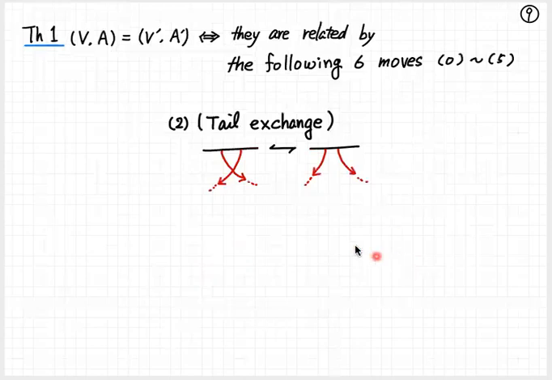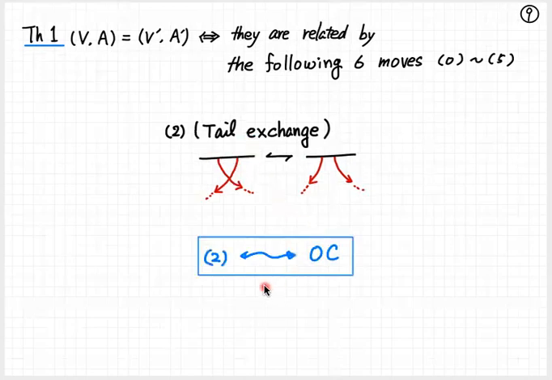Now move two, we call it tail exchange. Which means if you have two tails, then we can change the places of the two tails like this. That's why we call this the tail exchange move. The tail exchange move corresponds to the overcrossing commutator move. So this is very important for welded objects.